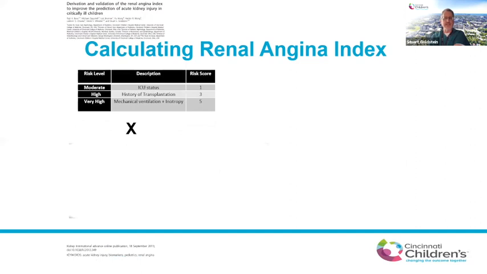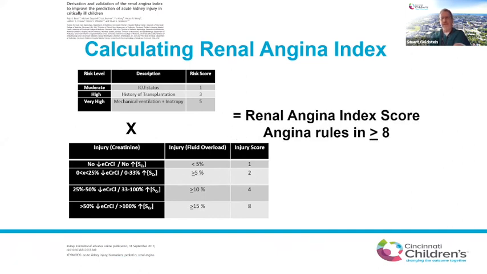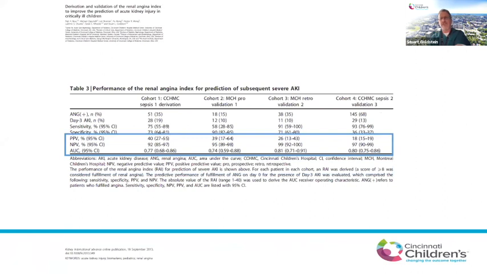And so the renal angina index integrated the risk level and the injury status and gave it a specific score. And renal angina ruled in if it was greater than or equal to 8 based on our initial cohort from Cincinnati Children's. And what we found here, both in the derivation and then the 3 validation cohorts, is that the AUC was actually pretty good, just as good as any biomarker to predict stage 3 AKI, but there was a high negative predictive value. So it was good at ruling out, just like in the MIRSH study, ruling out the risk for AKI.